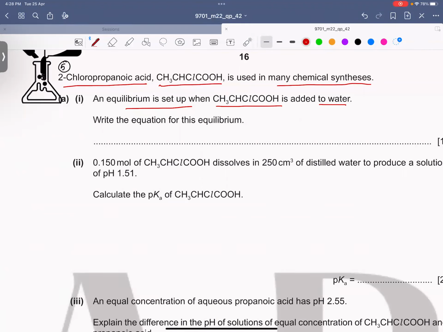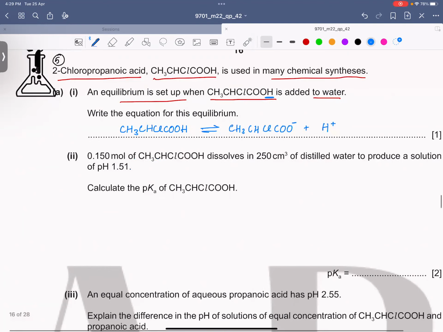So in this equilibrium, we normally write the dissociation of an acid as you do with a normal acid. This H is basically the H that is released by any carboxylic acid. First we would write the formula for 2-chloropropanoic acid, and since it's a weak acid, you would use a reversible arrow. Then you would repeat the formula, but without the last hydrogen. Instead, you put a negative charge and an H positive on. That would be the dissociation equation for a carboxylic acid. For any carboxylic acid, you can write the equation in this manner.